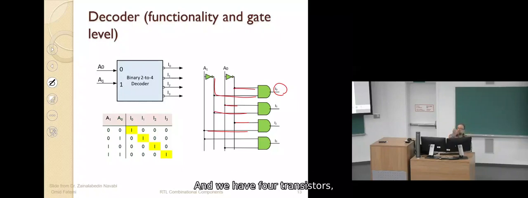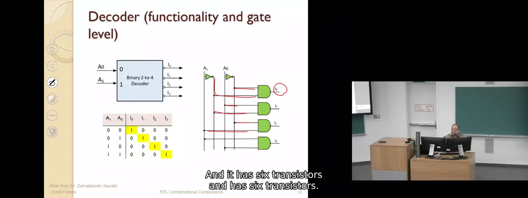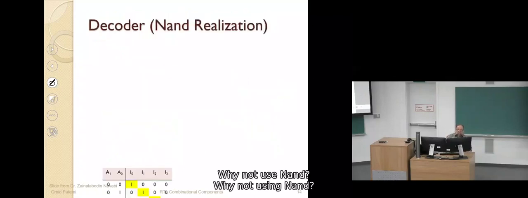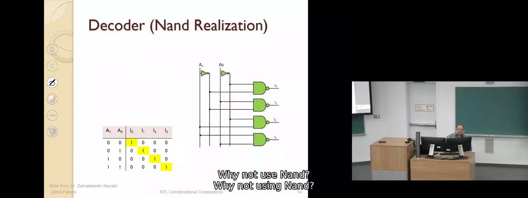In NAND, we have 4 transistors, but in AND, at the end, we need an inverter to invert our NAND to AND. Actually, we build NAND first, and then we invert it to get AND with transistors. AND has 6 transistors. NAND has 4 transistors. So it is better if we use NAND for our circuit. So why not use NAND?